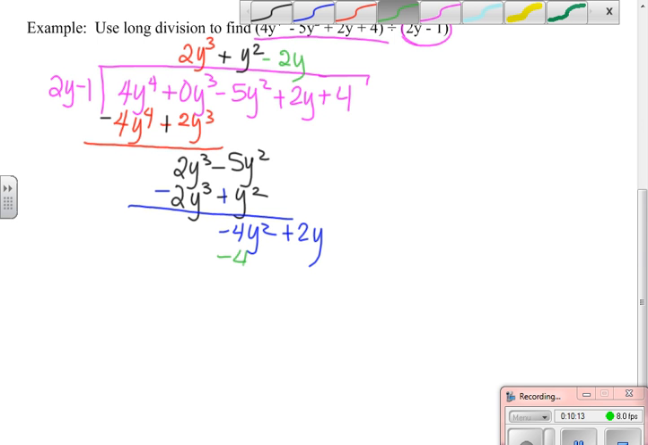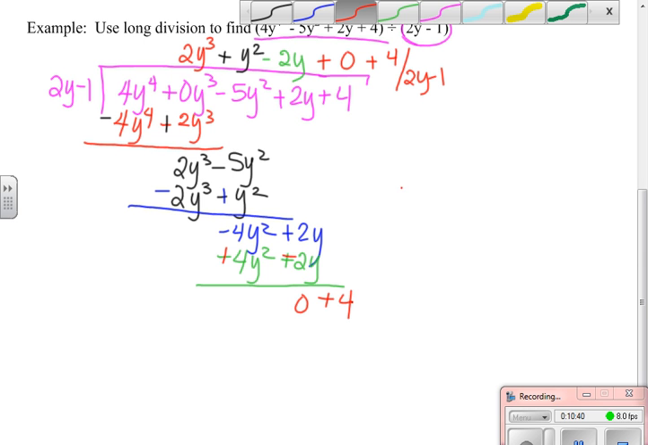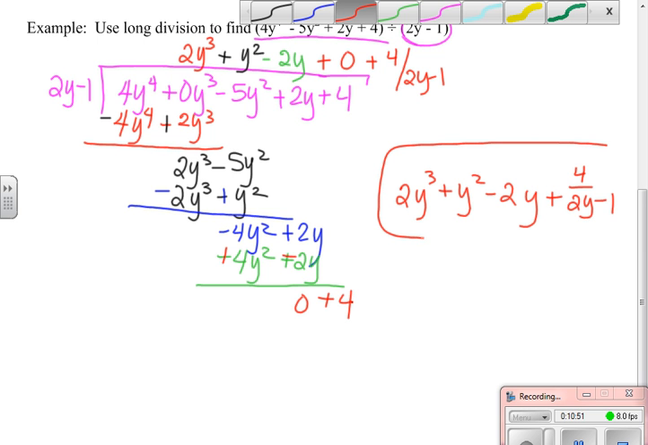Do my subtraction. Negative 1 times negative 2y is positive 2y. Subtract. I end up with 0. Bring down the next term, which is 4. 2y doesn't go into 4, so there's actually no constant term. And then my remainder is this. So my answer is 2y cubed plus y squared minus 2y plus 4 over 2y minus 1. And in this case, there doesn't happen to be a constant term.